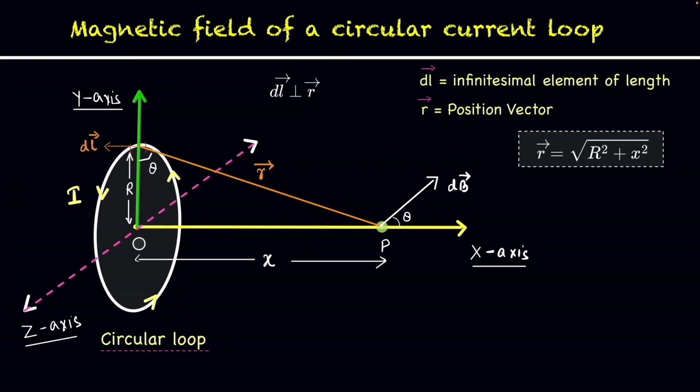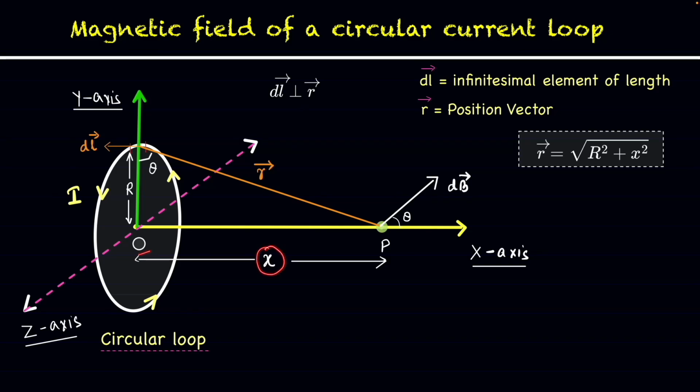In this video, we will derive the formula of the magnetic field of a circular current loop. As you see in this figure, we have a circular loop, and in this circular loop, current I is passing through it. O is the center of the circular loop and capital R is the radius of the circular loop. Here is the point P. At this point, we have to find the magnetic field. The distance of this P from the center is x.